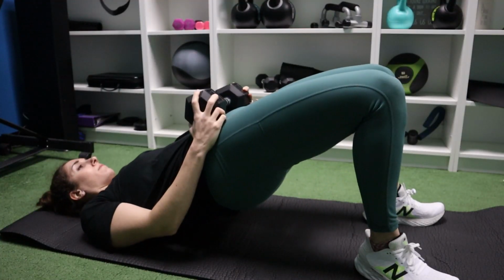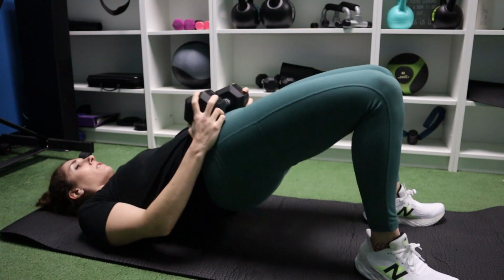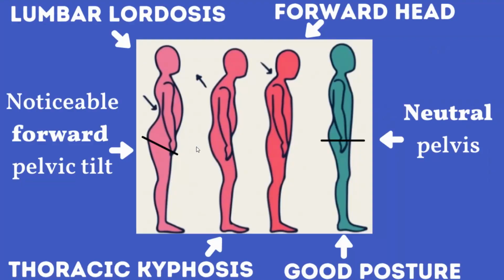In addition to strengthening this client's core, we also need to spend extra time strengthening their entire backside, in particular their glutes and hamstrings. As we can see here, this client's pelvis tilts forward. Clients who have this excessive forward lean that we see here will have very tight hamstrings.